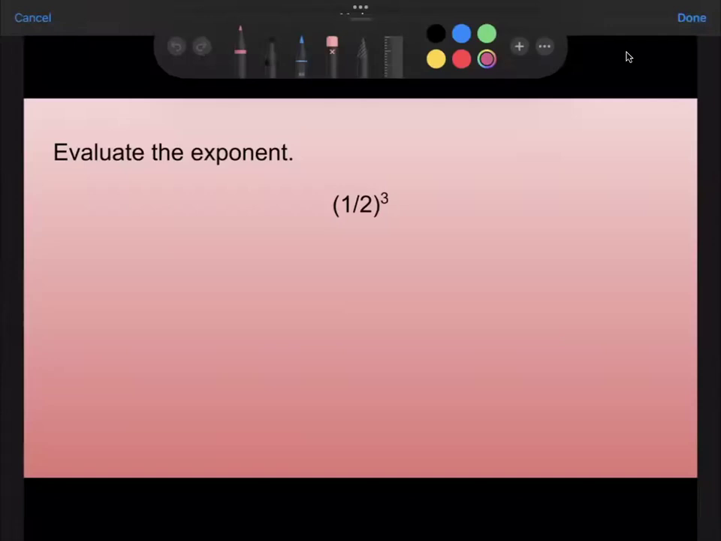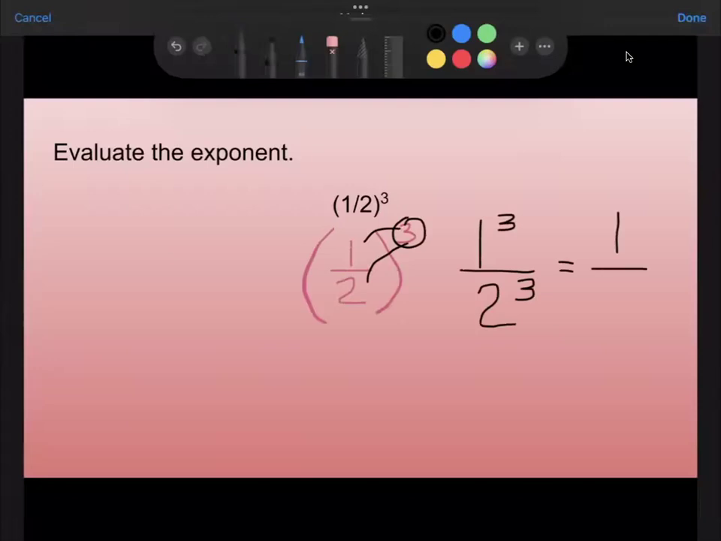Okay, here's our next one. We're going to evaluate this exponent where the base is 1/2. So we've got 1/2, we wrap it in parentheses and put the third power. First, I want to distribute that third power to both the numerator and the denominator. So I'm going to rewrite that as 1 to the third power over 2 to the third power. Well, 1 to the third power is 1, and 2 to the third power is 8. Now, if you're not sure how I calculated that, please review some of my previous videos on how to evaluate exponents. All right, so the final answer here would be 1 over 8.